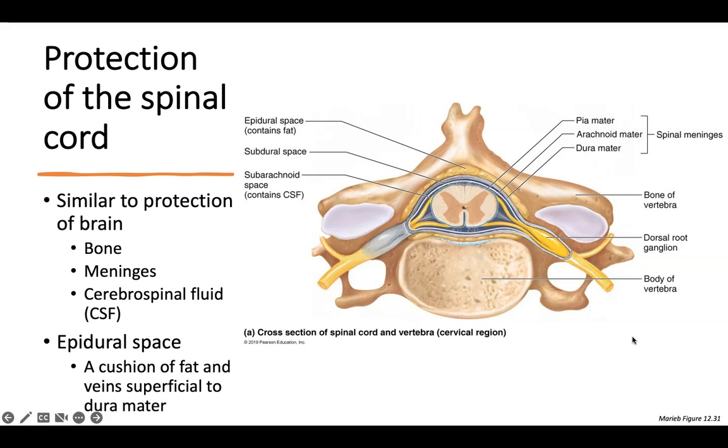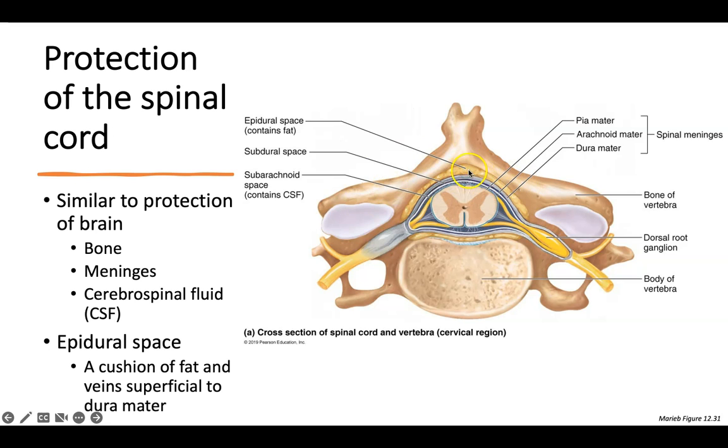Protection of the spinal cord looks a lot like protection of the brain because it's mainly continuations of the same types of protective structures, such as bone. So instead of the cranium, we have the vertebrae. The meninges are actually the same and are continuous with the meninges you see coating the brain. Cerebrospinal fluid, again, is continuous with what you're seeing in the brain, still flowing through that subarachnoid space. But there is one additional protective measure that is special to the spinal cord.